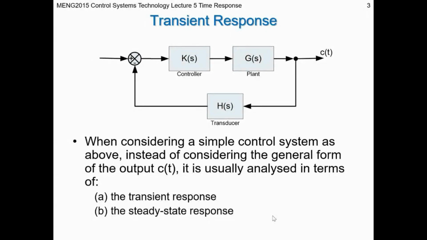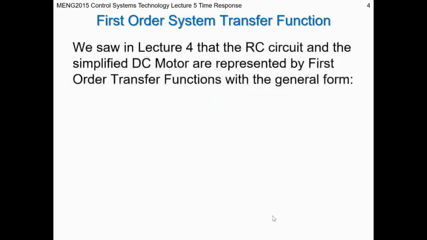So whenever a system is subjected to a change in its set point, or to a disturbance, if it's a closed loop system, it will attempt to restabilize to a constant value. That constant value is the steady state response, but there is a kind of processing time whilst it adjusts itself, tries to bring itself into that steady state condition. And that's called the transient response. So we're looking here at the transient response.